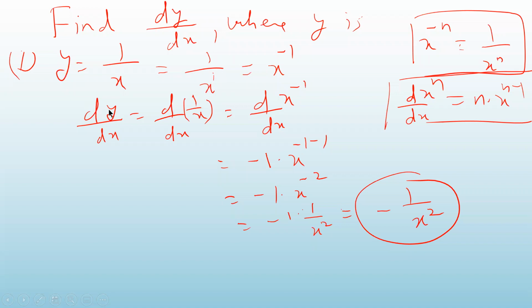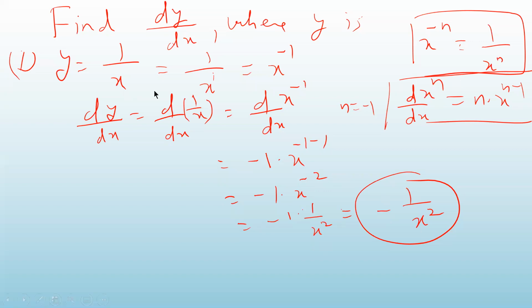Now you have to find out the derivative of y. Y means 1 upon x, which I have written as x to the power minus 1. And now I can directly apply this formula. N is minus 1. So I will get minus 1 into x to the power minus 1 minus 1. Minus 1 minus 1 will give you x to the power minus 2. And this negative power, again I will convert into positive, so it will come in the denominator, into 1 upon x square. So the answer is coming as minus 1 upon x square.